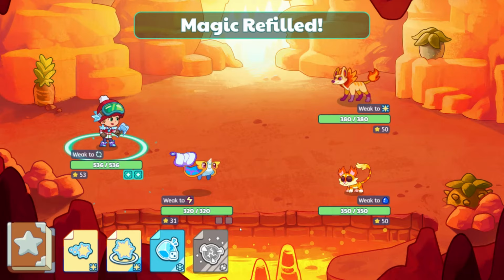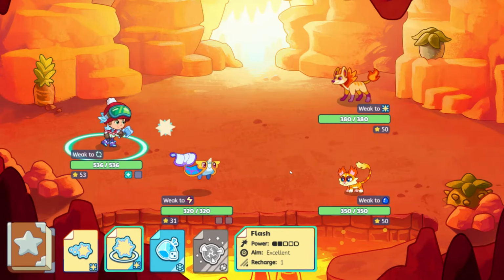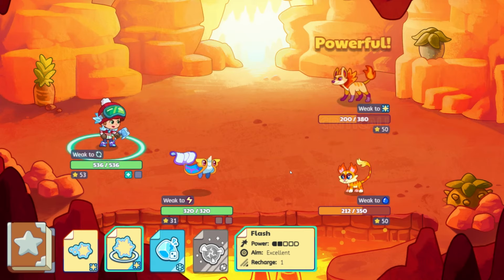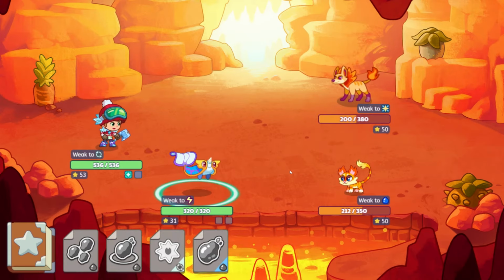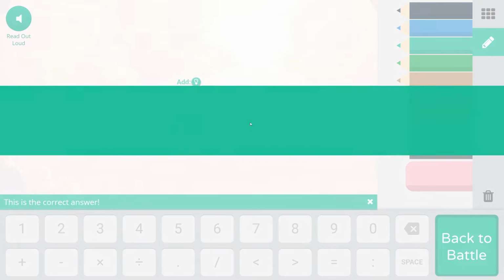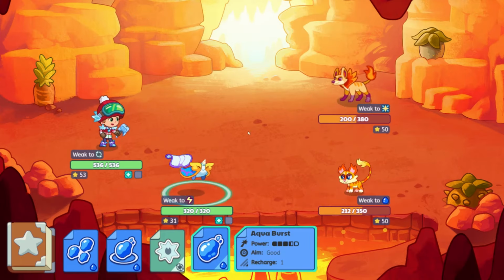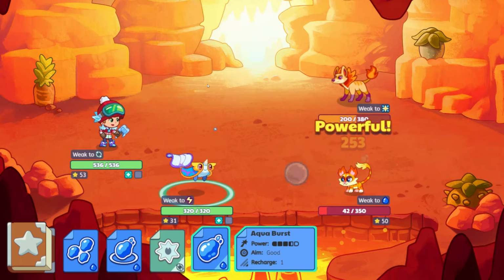All right, let's go ahead and do our flash here. Get some water spells going here. And then this, we are not regrouping either. This is just going to add right straight down. So our answer is going to be 999. Ooh. All right, Aqua Burst. Hopefully it hits. And it does.